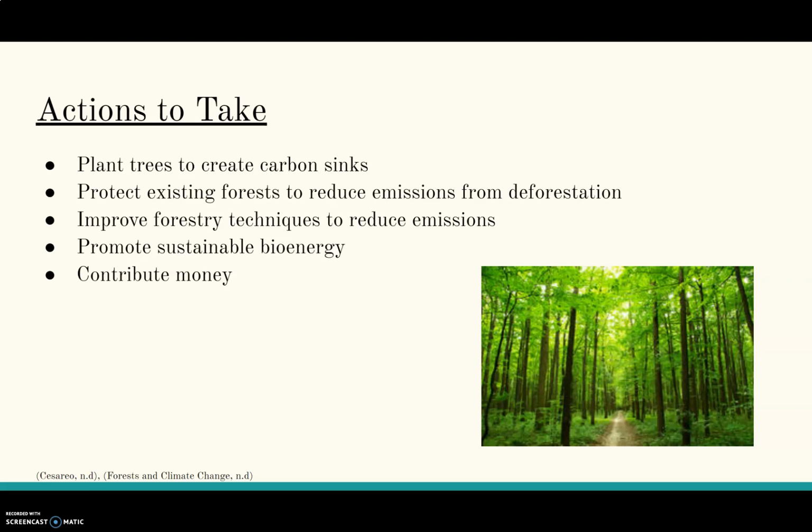We can improve forestry techniques to reduce emissions. We can also promote sustainable energy. This means we can use other substances such as oil, fats, sugar, and starch crops as sources of bioenergy instead of the forests. We can contribute money to create a fund that will support the proper management of conservation areas. All of these can help to reduce deforestation and therefore assist in decreasing the amount of carbon being released into the atmosphere.